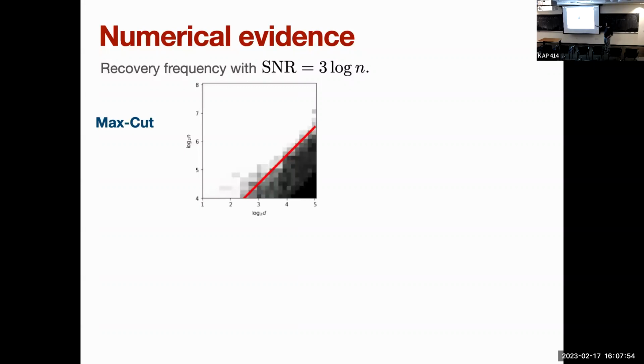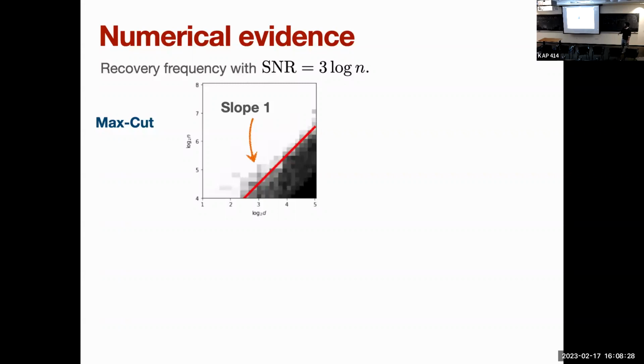On the y-axis, I have log of n. On the x-axis, I have log of d. Each pixel is 10 different simulations, and we saw how many of them we could recover. If you see white, that means that we recovered all of them. If you see black, that means that we didn't recover any of them. And we can see very clearly that there is a sharp phase transition between the regime in which we cannot recover and the regime in which we can recover. That phase transition happens at slope one, meaning that the complexity is linear, as the theorem is saying.